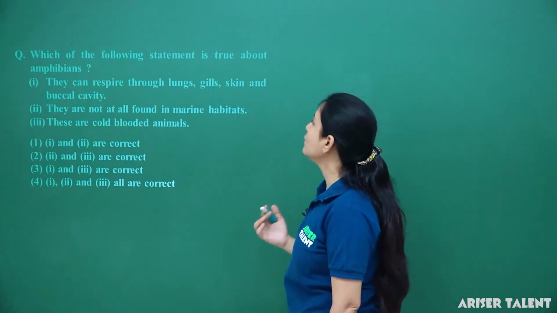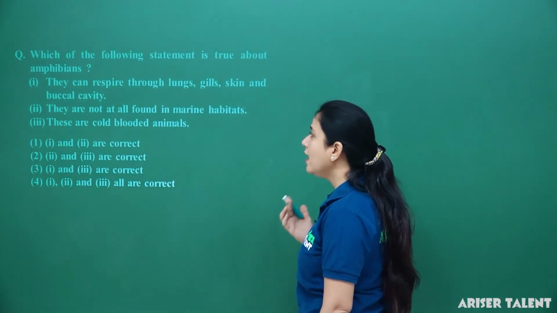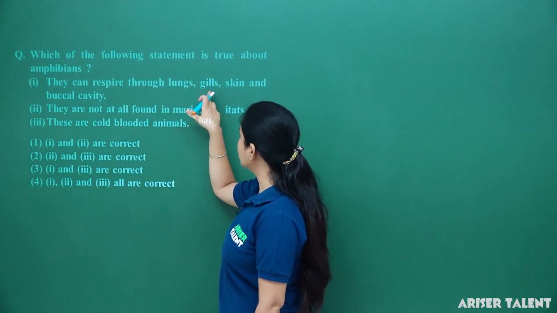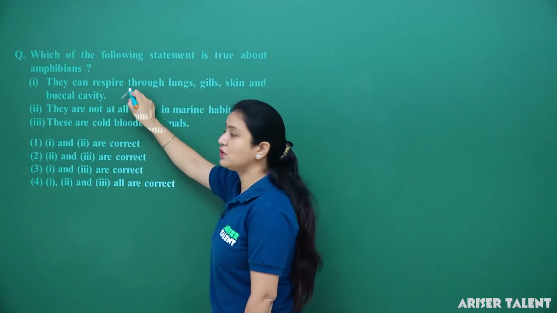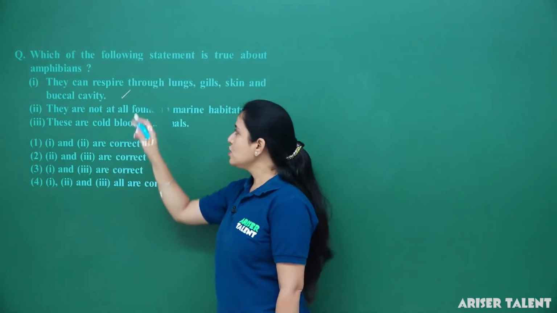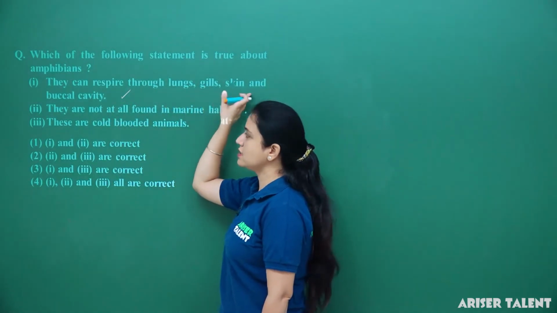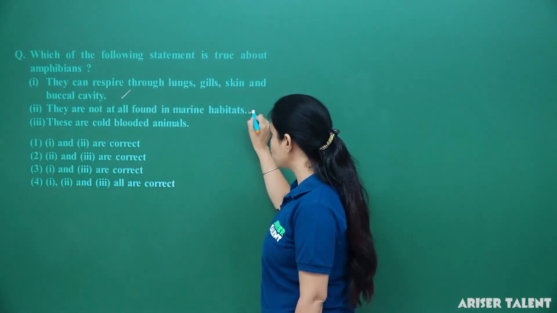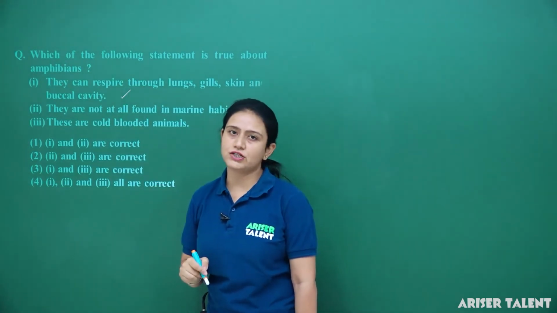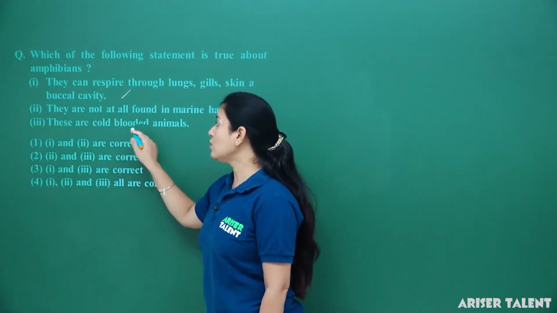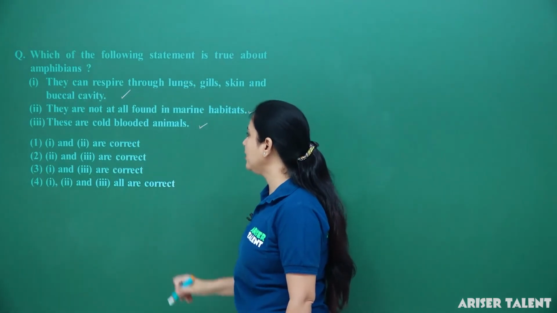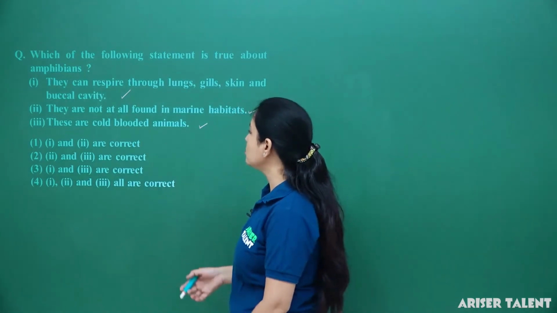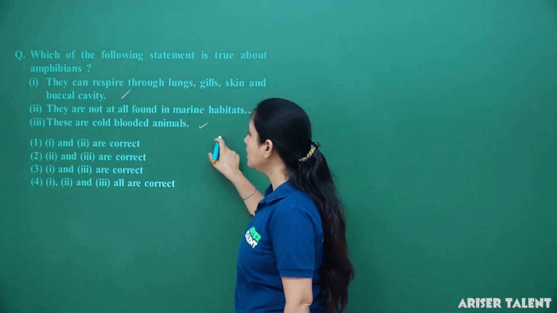Next is, which of the following statements is true about amphibians? Here we go. They can respire through lungs, gills, skin and buccal cavity. Yes, because they are amphibians. They are not at all found in marine habitats. True, because they are found in freshwater habitat. Clear? These are cold-blooded animals. Yes, they are cold-blooded animals and they can change the body temperature according to surroundings. So all these 3 options are correct.